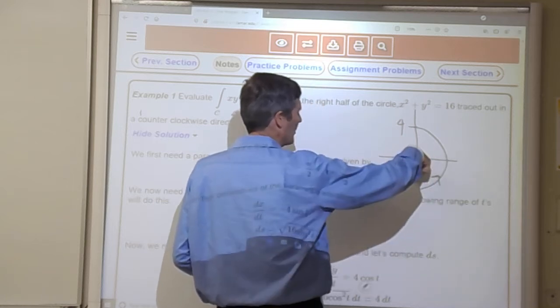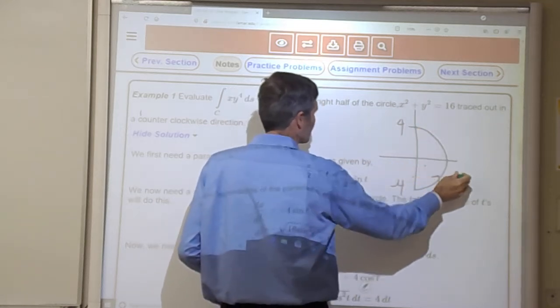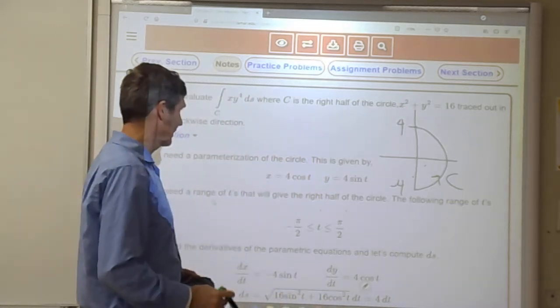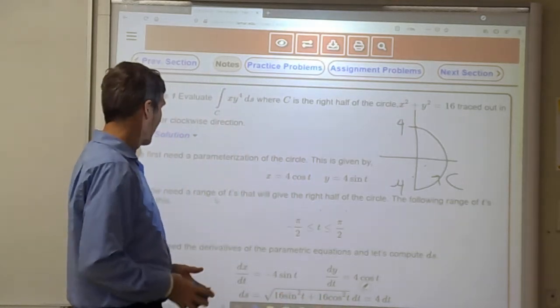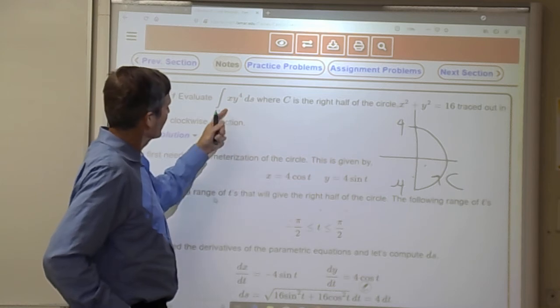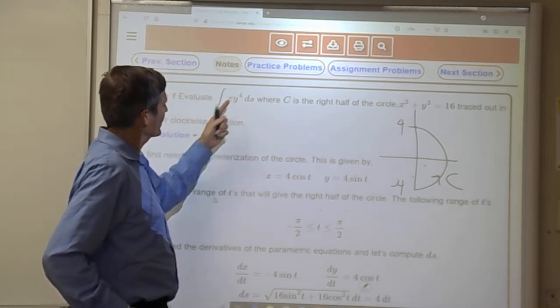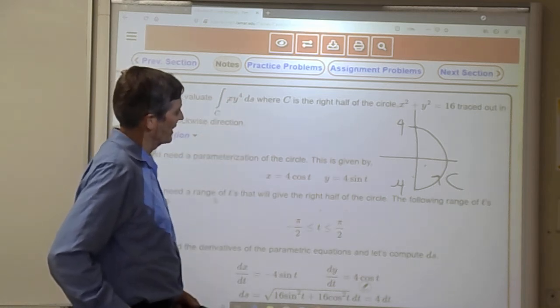Moving this way from an angle minus pi over 2 to plus pi over 2. Here's C. As we move along that curve C, we want to find essentially the area of the curtain, whose height is x times y to the fourth, sitting over the xy plane.